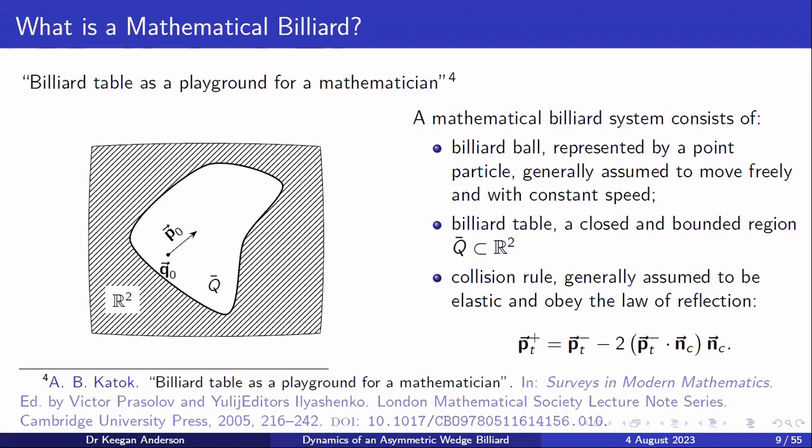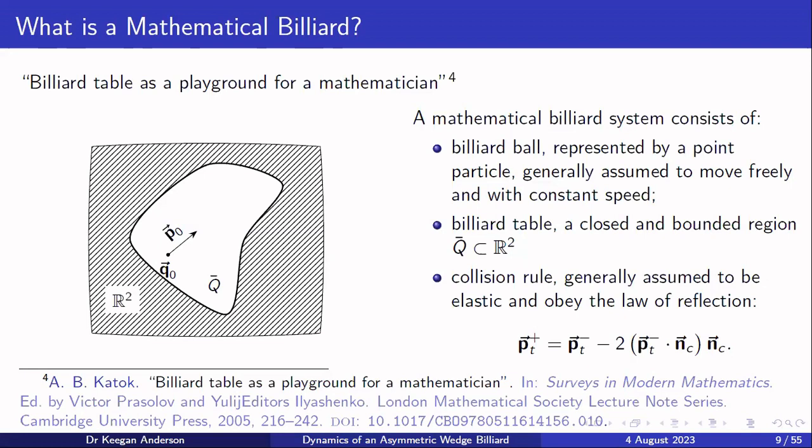There are some modifications, like I said, when it's a magnetic potential or in a gravitational field. You also have a billiard table, which is a closed, bounded region in R2, generally. And also some collision rule. Generally, this is assumed to be elastic and obey the law of reflection, so that your angle of incidence is equal to the angle of reflection.